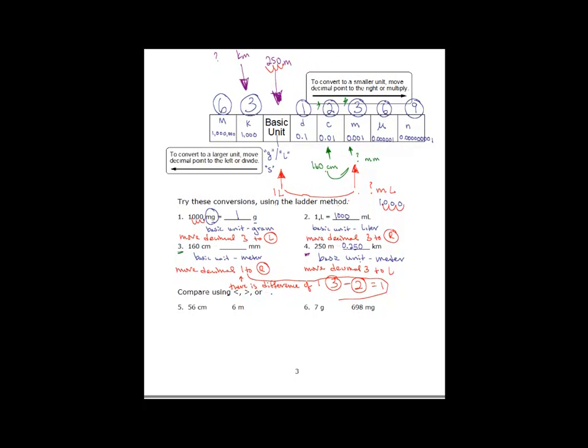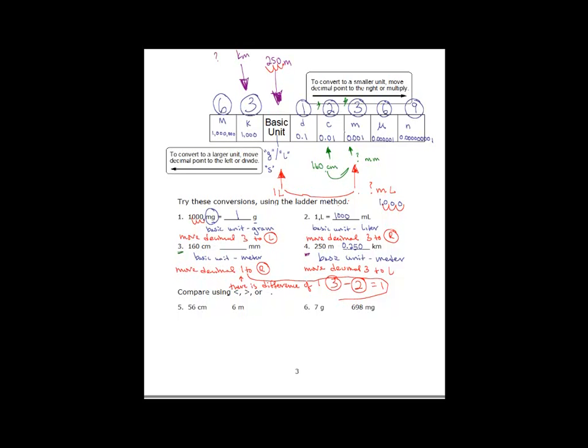So numbers 5 and 6 ask you to compare these quantities, and they're not in the same units. So it's typically easier to compare these numbers if they're in the same unit. So you need to either convert them to the same prefix or to the same base unit. So 56 centimeters and 6 meters, you can convert 6 meters to centimeters, or you can convert 56 centimeters to meters. Either way you prefer. You just have to convert one to another. So I'm going to convert 56 centimeters to meters.